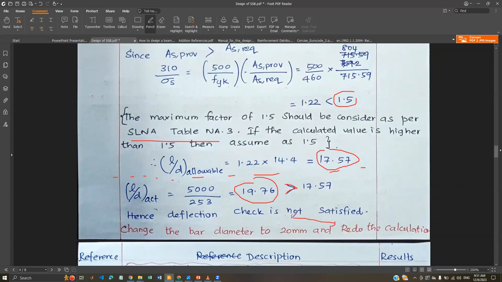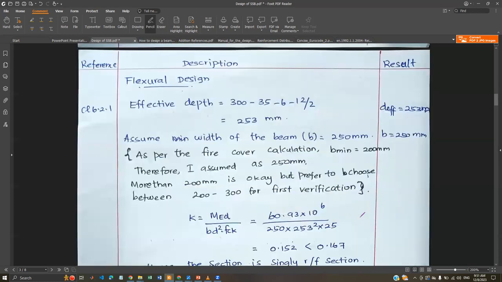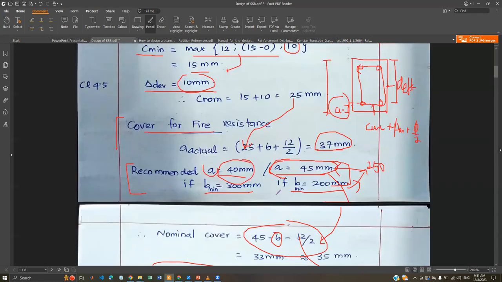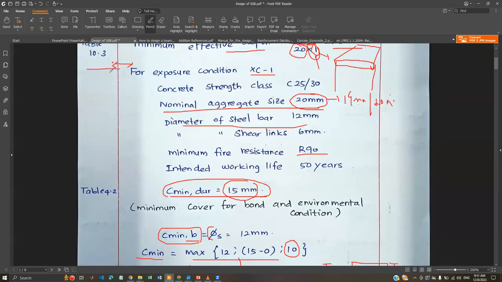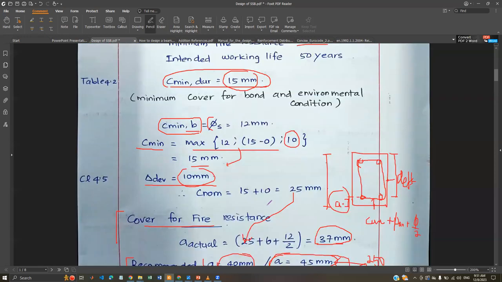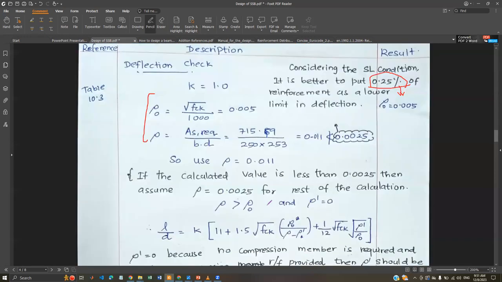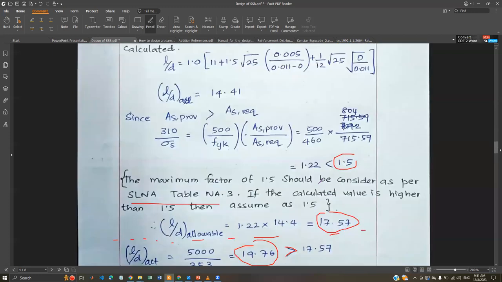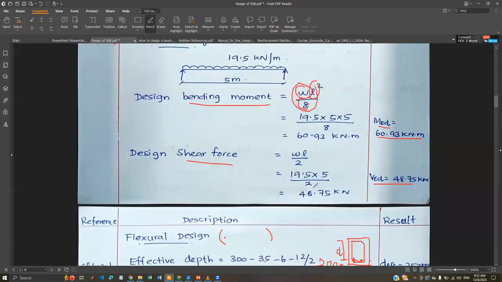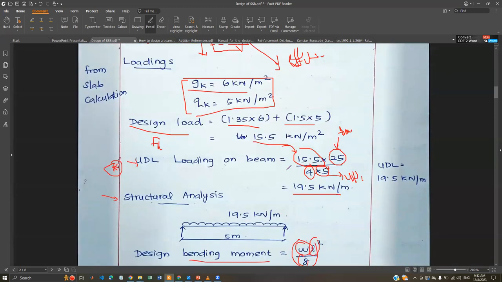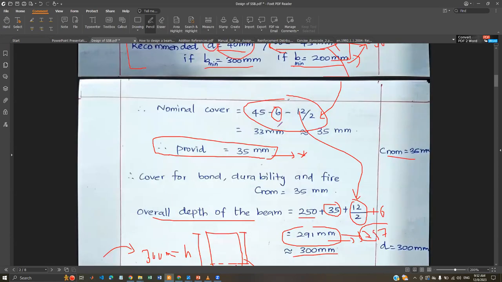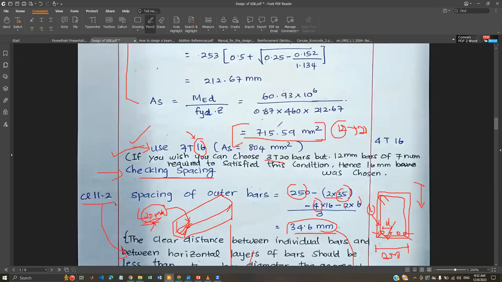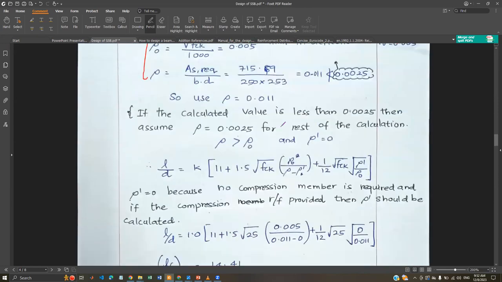So again, what I need to do is redo the calculations from here onwards, up to the level until my deflection is satisfied. You might ask, I can even take 300 millimeter and increase the bar size and everything. But if I can do that, there's no use of design. Design means that I need to balance the stability as well as the economical consideration.